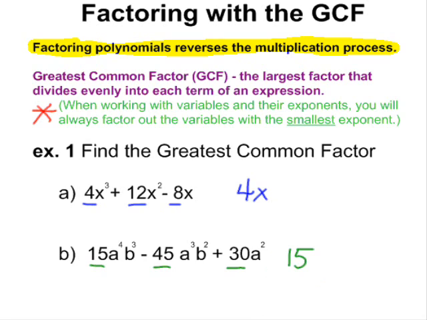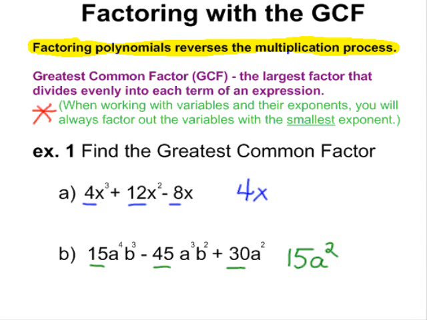and our 30a squared is missing that b term. So as far as factoring a GCF for variables, because they all have an a, we're going to be able to take an a, but because all three of them do not have a b term, we're going to have to leave off b for our GCF. Since we did take an a, we'll have to do the smallest exponent, and the smallest exponent for my a's is this a squared. So our GCF, for example 1b, is 15a squared. That is the largest term that divides evenly into all three of my monomials in my polynomial.